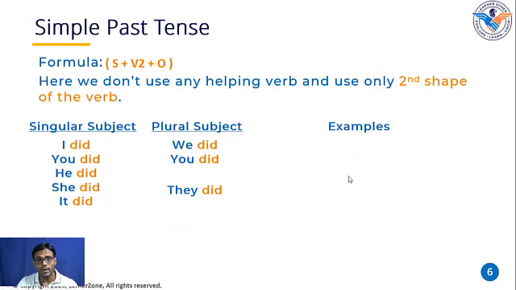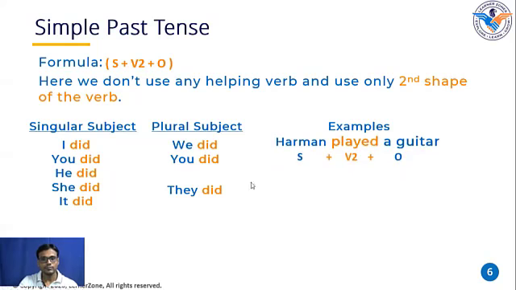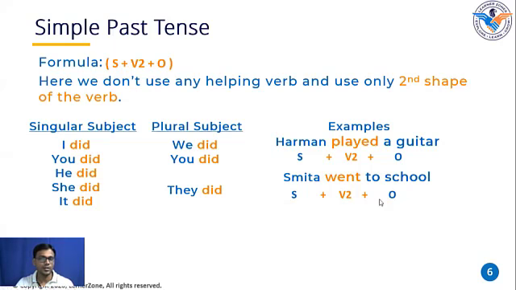Now examples. Harman played a guitar. Play, played, played. So played is the second shape of the verb. S plus V2 plus O. The same thing I'm maintaining here. Second example. Smita went to school. Go, went, gone. So went is the second shape of the verb.